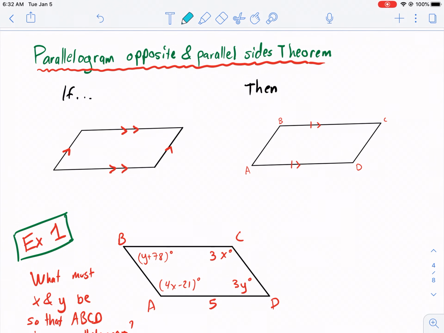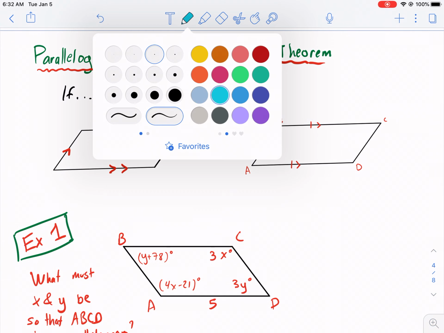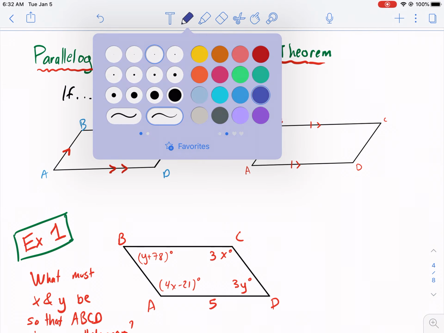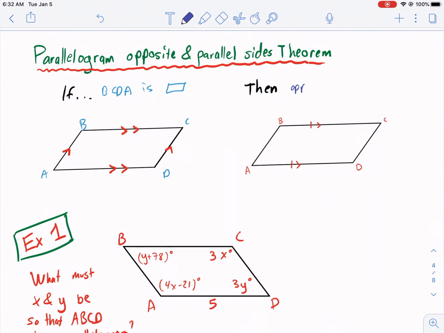Parallelogram opposite and parallel sides theorem. These are getting more and more kind of obscure. So if we didn't label this one A, B, C, D, but I'm going to call it B, C, D, A, how about that, is a parallelogram. If we know that, then we can say what? I'm going to go dark blue. Then opposite sides are parallel and congruent.